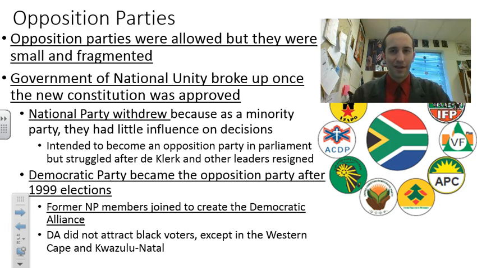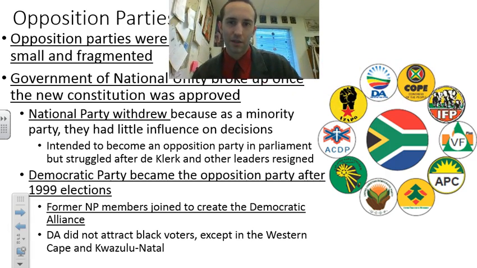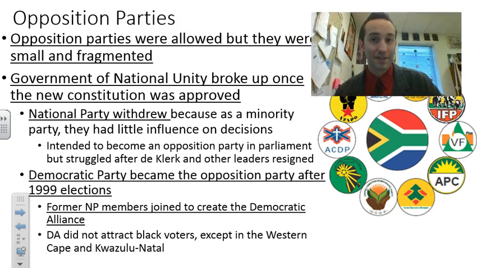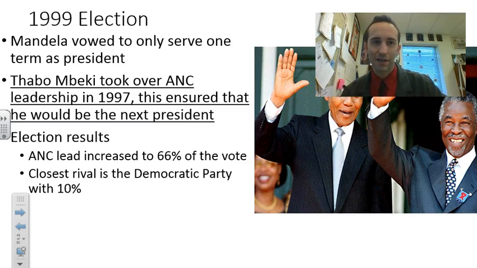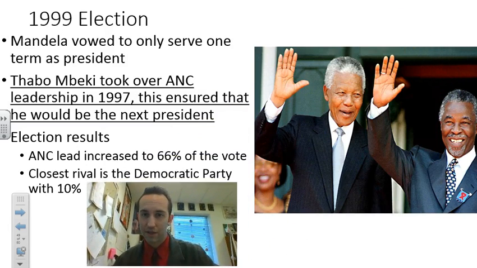They didn't really get black voters, except in the Western Cape and KwaZulu-Natal, but overall they are the opposition party. And so you got all these other little parties here and there. So here's the Inkatha, here's the PAC, here's the Democratic Alliance, amongst a whole lot of others. But it's the ANC that dominates and likely will continue to dominate. In the 1999 election, Mandela vowed he's only going to serve one term because at this point he's an old man. And he did his job.